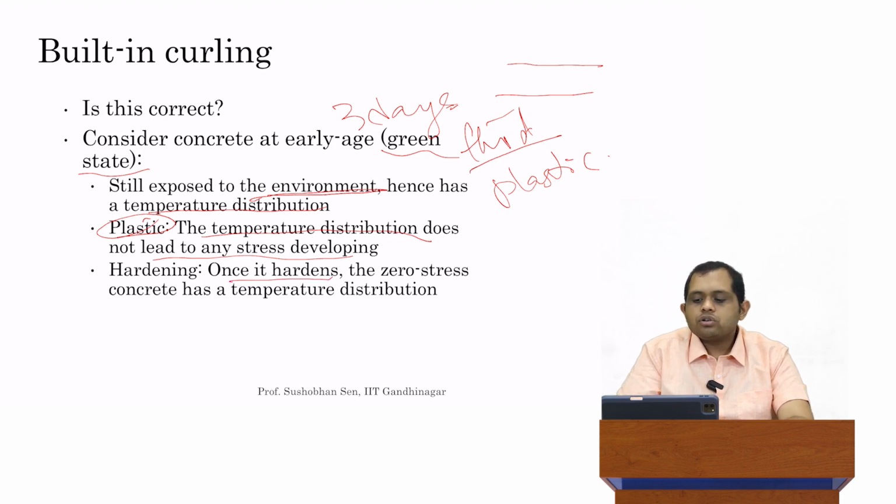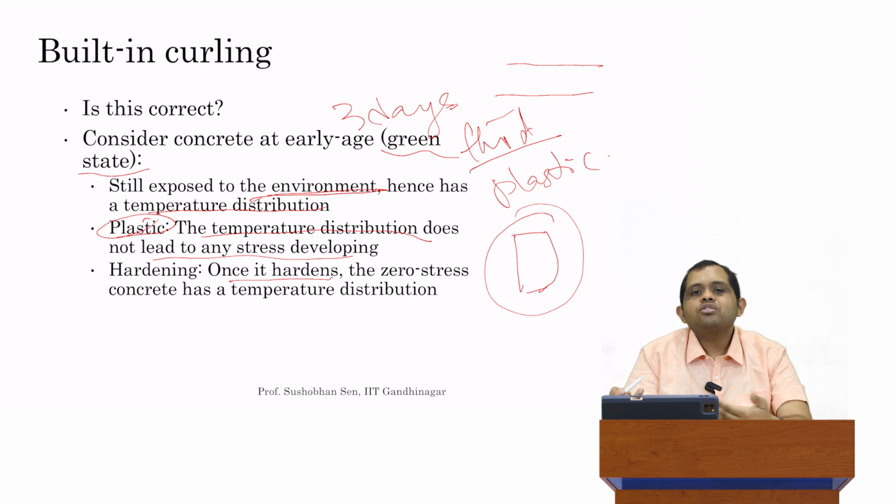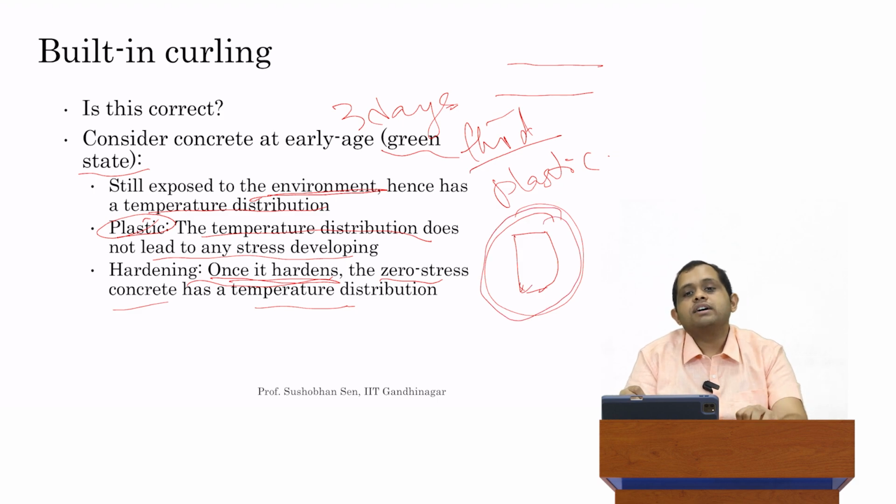So the concrete in that plastic stage has acquired some nonlinear temperature distribution. But when it acquired that temperature distribution, it does not have any stress. There is a temperature distribution, but no stress is being created because it's in a plastic condition. But the concrete is continuing to harden. The hydration process is continuing. Once it reaches set, once it becomes an elastic material, then this concrete initially has zero stress. But the temperature distribution is not constant. It is whatever temperature distribution was developed during those early ages.